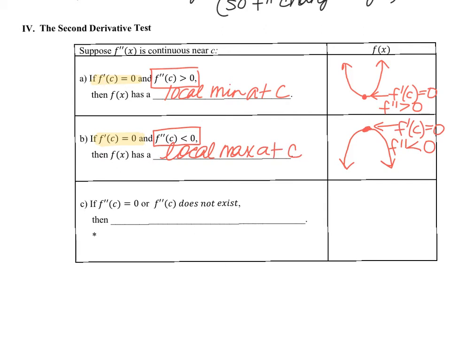So this is an alternative for finding local maxes and mins. It's an alternative to the first derivative test, where now we're looking at the sign of the second derivative to determine whether we have a local maximum or local minimum.